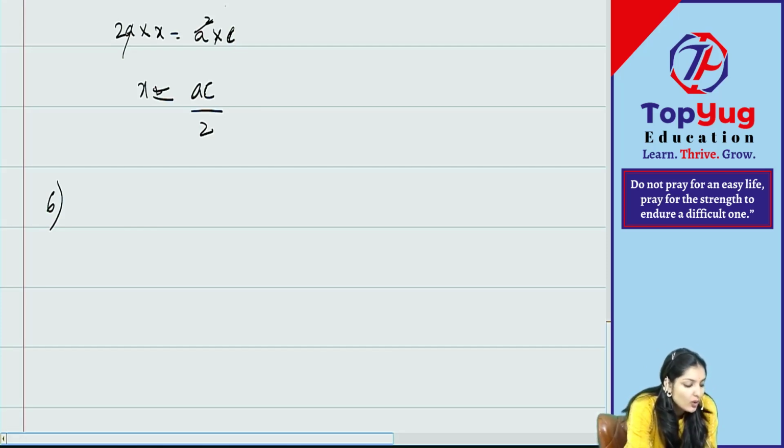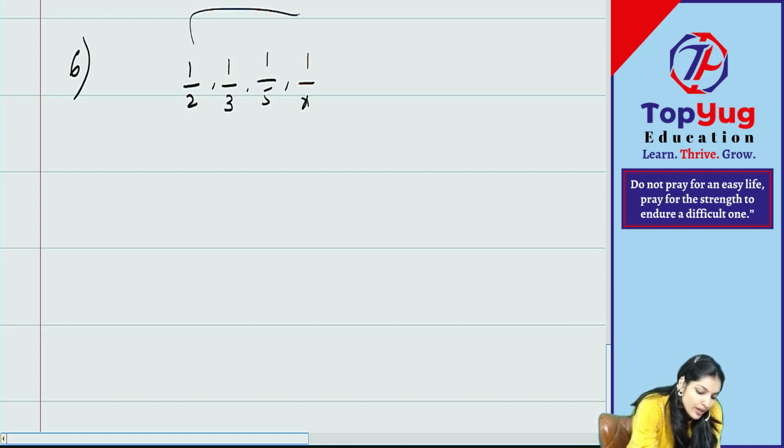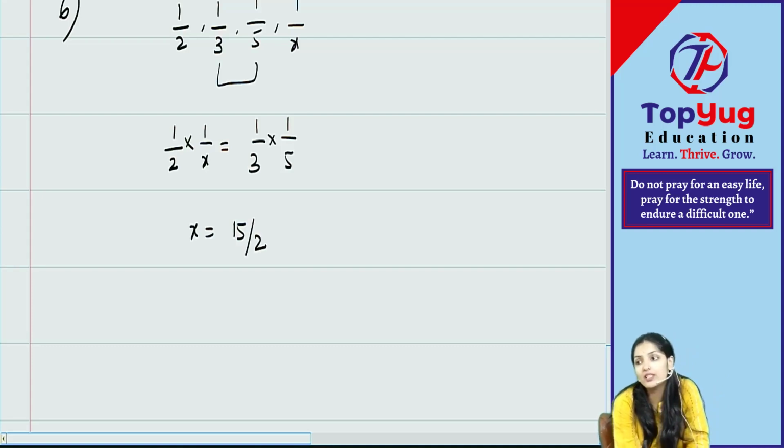Now the sixth one. 1 by 2, 1 by 3, 1 by 5 and 1 by x are in proportion. Then x is? Guys, will you try doing it? 15 by 2. Product of extremes is equal to product of means. 1 by 2 into 1 by x is equal to 1 by 3 into 1 by 5. They are just asking us x. So obviously the answer is 15 by 2. Simplification: if anyone does not know simplification, please let me know. I can help you with that.